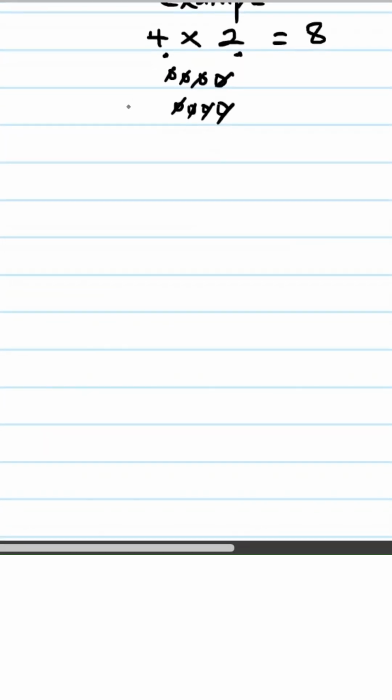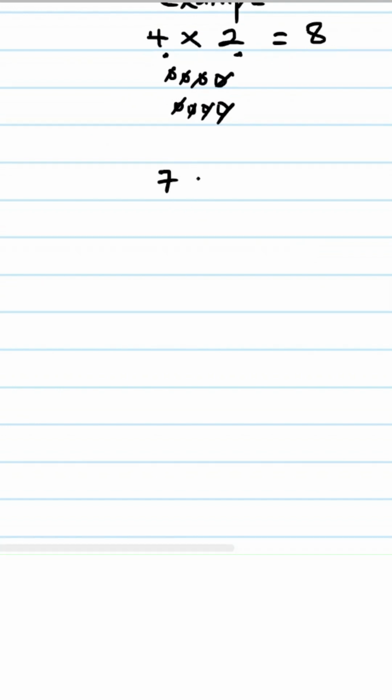Let's look at our next example. Let's say I have 7 times 1. It means that I will count 7 just once. So 1, 2, 3, 4, 5, 6, 7. That's 1. So 7 times 1 is 7.